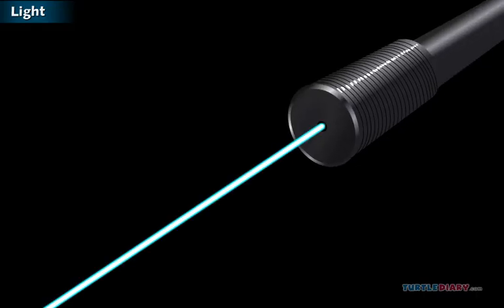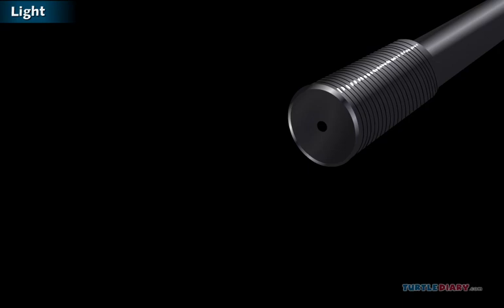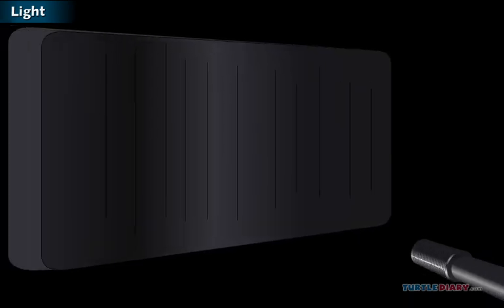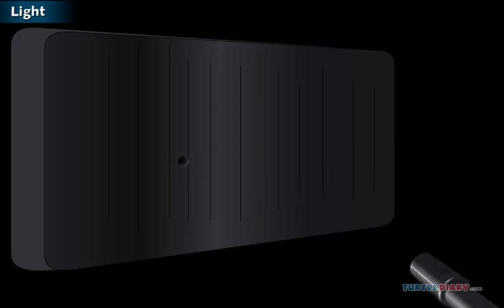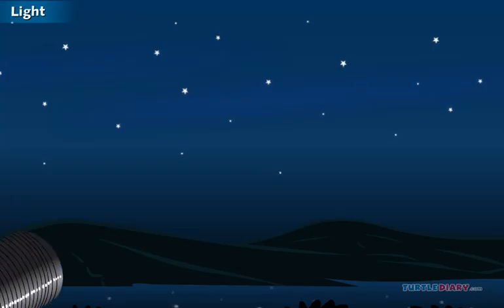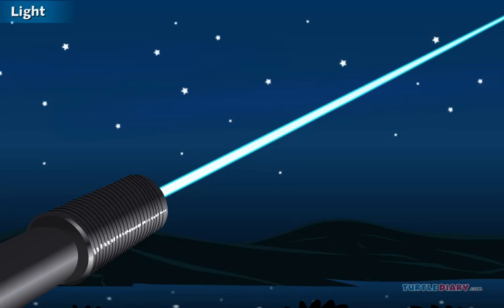Laser lights are thin, powerful beams of light. They're made of only one color. Lasers can be focused on a very small spot. Also, the light from a laser can go a long distance without spreading out like other lights do.